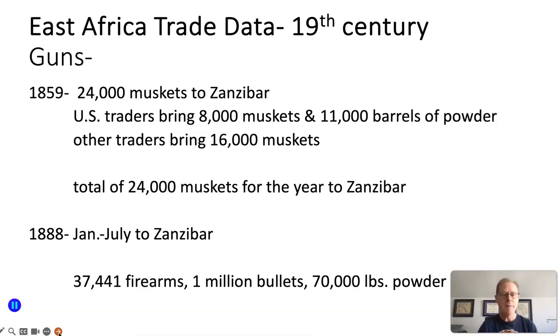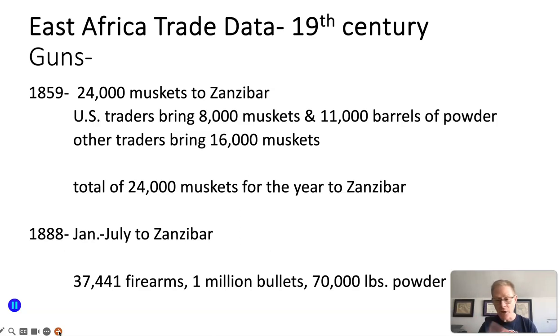In 1859, in one year here, 24,000 muskets were imported to Zanzibar. U.S. traders alone brought 8,000, plus 11,000 barrels of powder, with other traders then obviously bringing in 16,000. And that's just going to increase. By 1888, just in the first seven months of the year, 37,000 firearms, 1 million bullets, 70,000 pounds of powder. Okay, tens of thousands of guns flooding into East Africa at this time. Think about that when you read the textbook, or review the textbook. And that's what he's going to talk about.